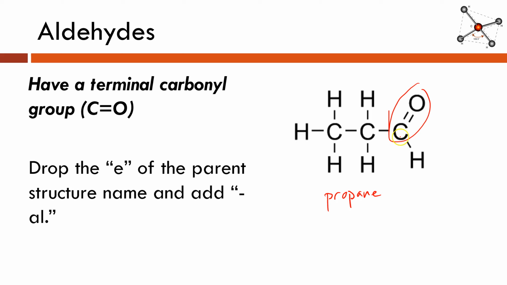All single bonds between carbon atoms has to end in ane. 1, 2, 3 carbon atoms, that's where the prefix prop comes from. I've got the C double bond O, so I need to get rid of my E and add the suffix AL. This is called propanal. I don't need to provide a locator because in an aldehyde, that C double bond O group is terminal. It will always be at the end. So technically it would be 1-propanal, and that's kind of redundant. So we end up just leaving it without a locator number.